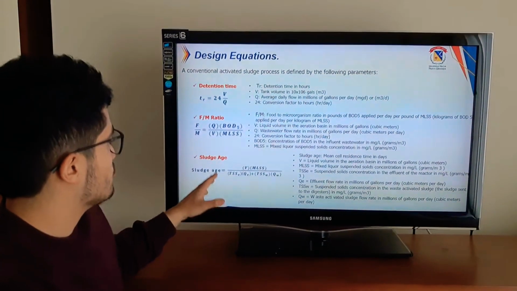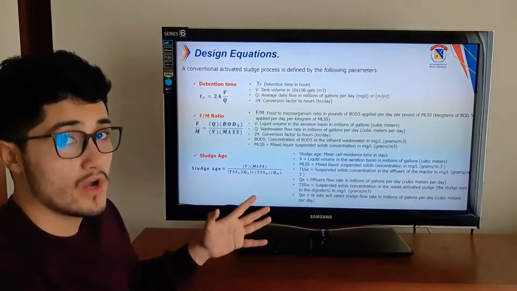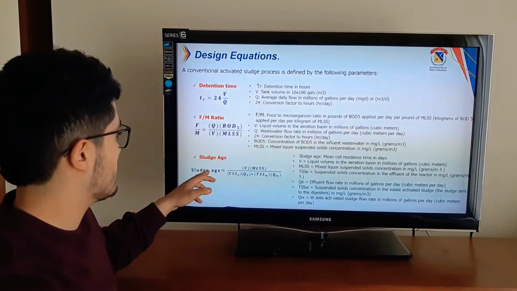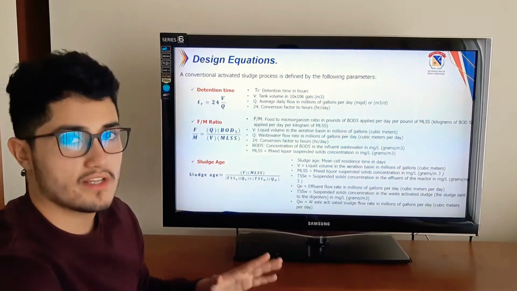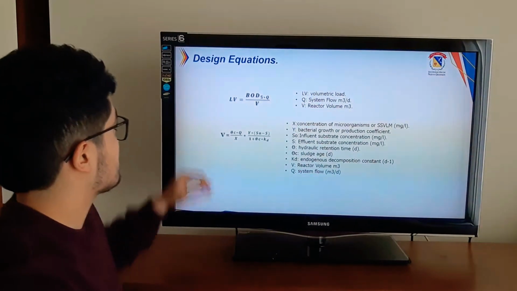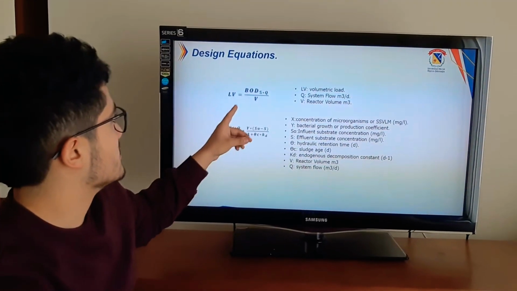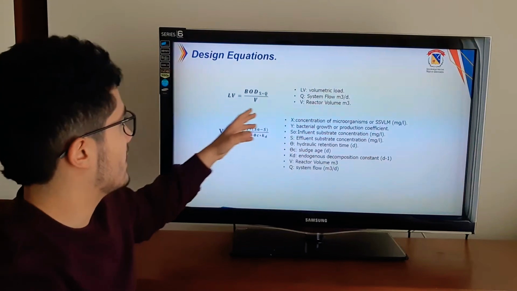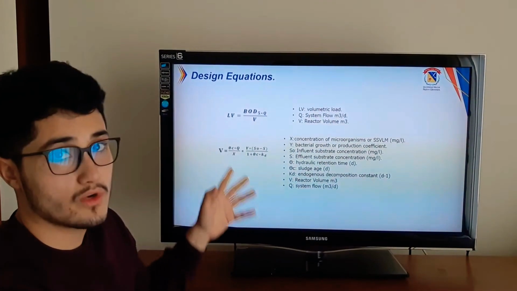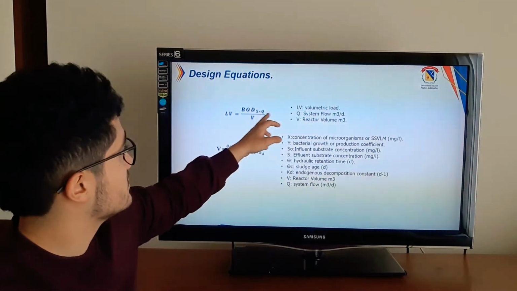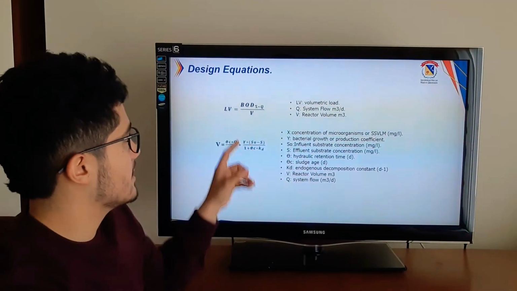I decided to show you the sludge age equation, but this parameter I am going to assume for design purposes in this case. And here we have the equation of reactor volume and the volumetric load. The volumetric load will be equal to the BOD5 concentration in kilograms times the flow, divided by the reactor volume.